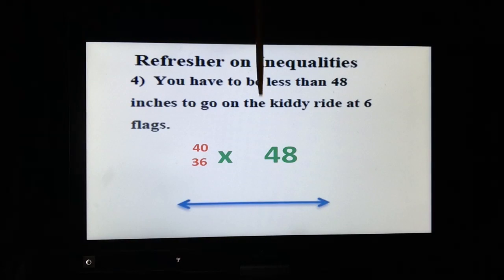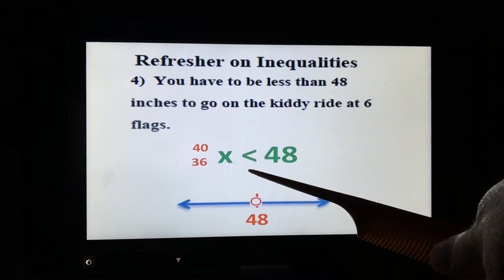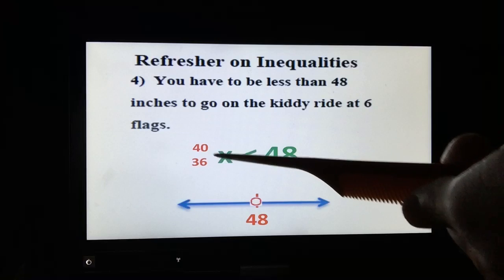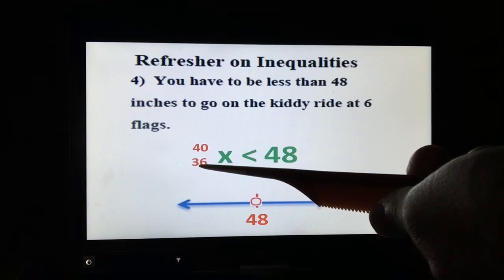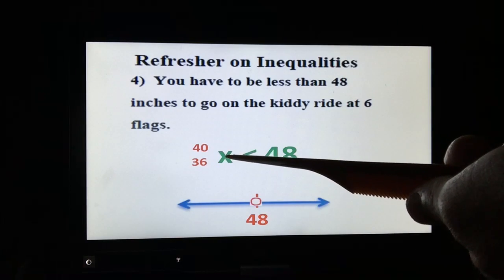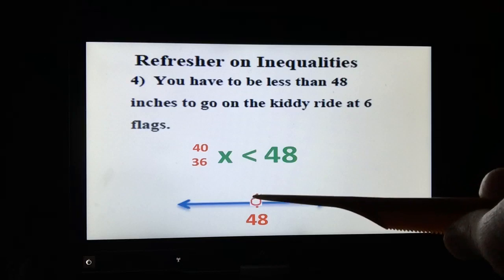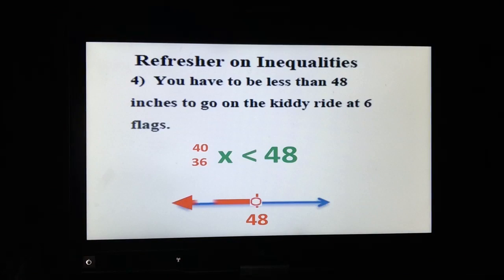So the inequality that would have to go here, since 40 is over here, 40 is less than 48. So this is the inequality that we're talking about. Now to graph it, we're going to put the 48 there. This is going to be an open circle because there is no or equal to bar, right? And then the number that worked, we said, was 40 or 36 or negative 100. Negative 100 is smaller than 48. Negative 100 is that way, okay?